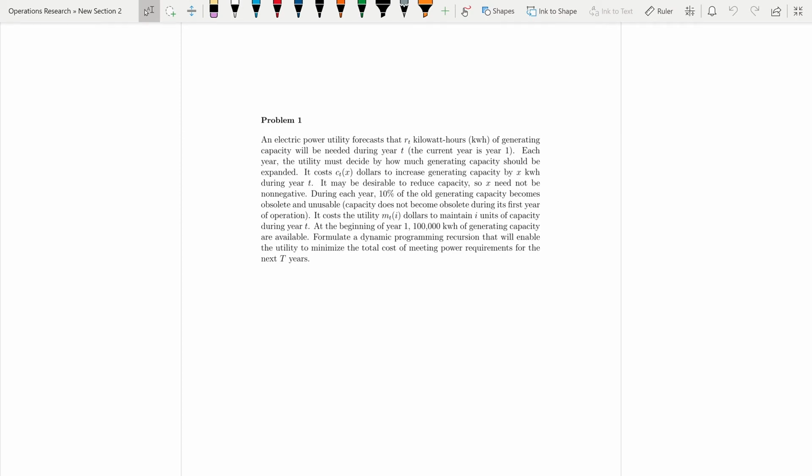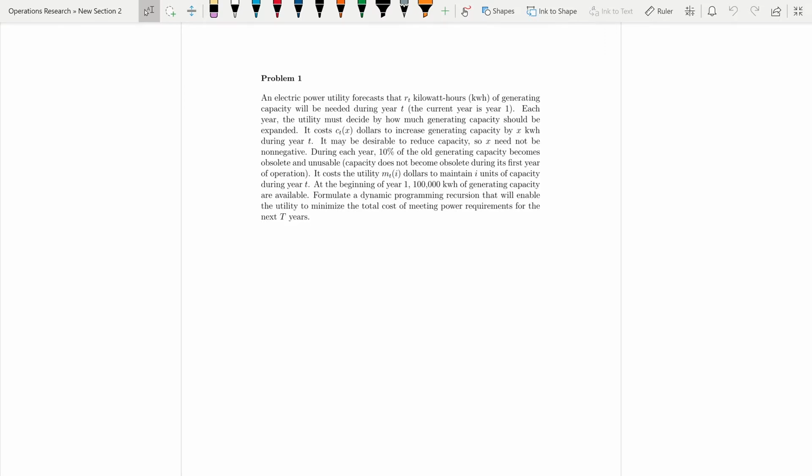All right, I've got problem 1 here for section 18.6. And basically this one is going to be a little bit more conceptual, you'll see, but I'll show you. So we have an electric power utility that forecasts that R sub t kilowatt hours of generating capacity will be needed during year t. The current year is year 1.